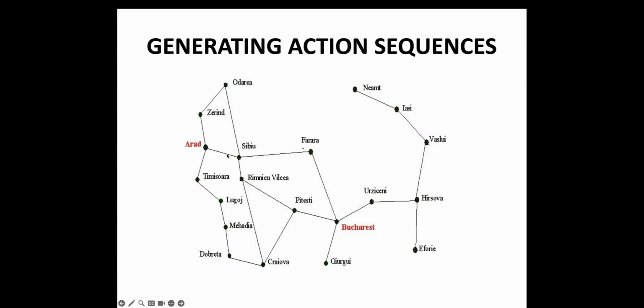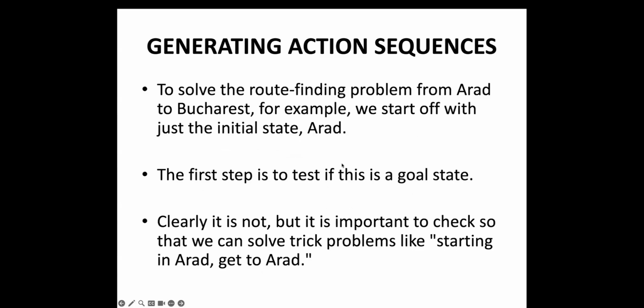Then it checks the next one. Is this the goal? No. Then it checks. So after checking that these are not the goal, then it will now have to look at maybe the child to Zerint, or is the next town after Zerint the goal? Or it will check is the next town after Sibiu the goal?